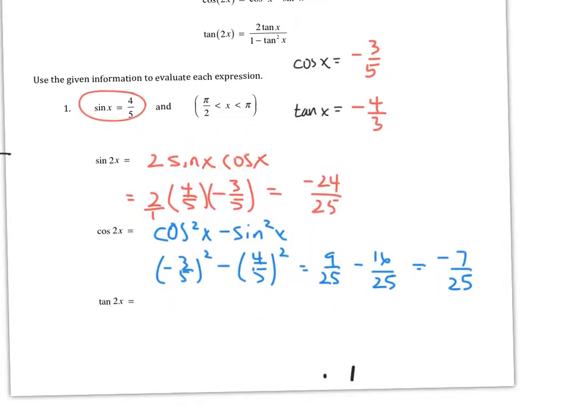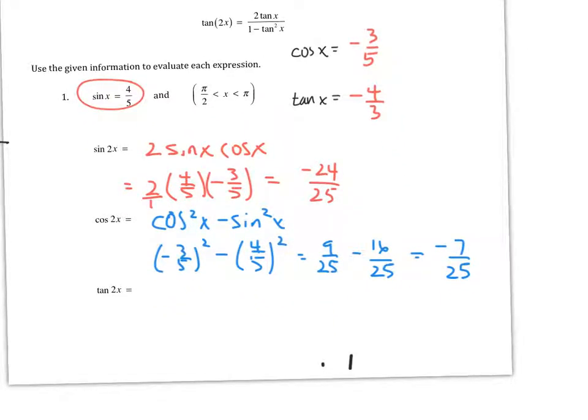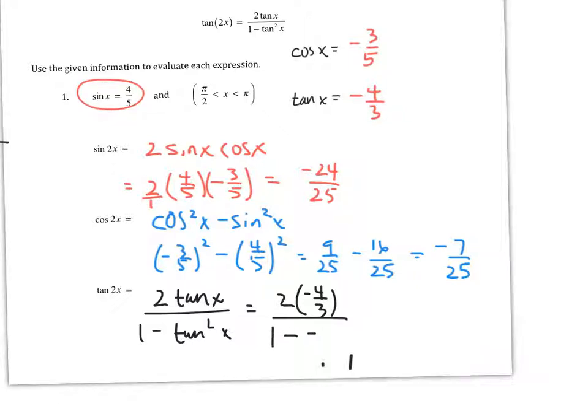Last one, tangent of 2x. So again, just plugging into our formula, we would have 2 times tan x over 1 minus tan squared x. So tangent we already figured out, so it's 2 times negative 4/3, all over 1 minus a negative 4/3 quantity squared.